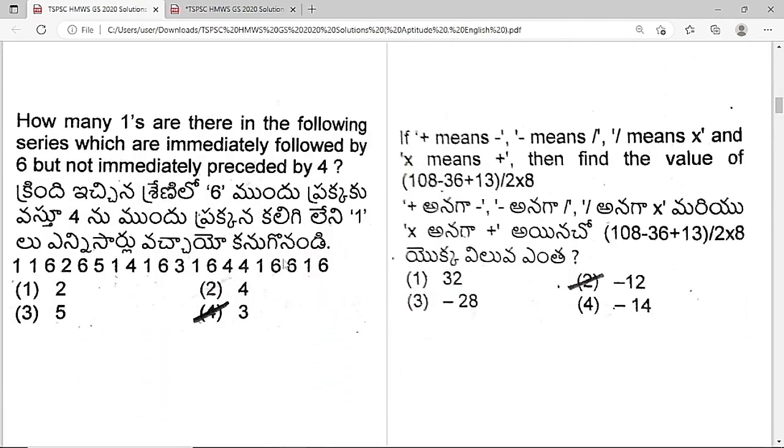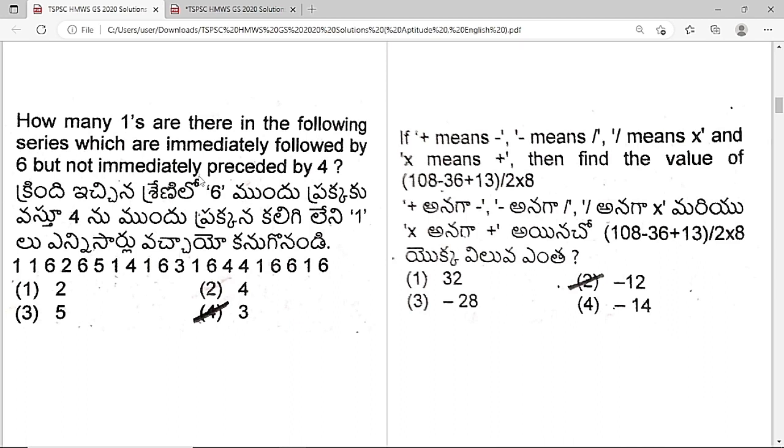So now we are going to solve another question. See the question here. They are asking how many ones are there in the following series which are immediately followed by 6 but not immediately preceded by 4.